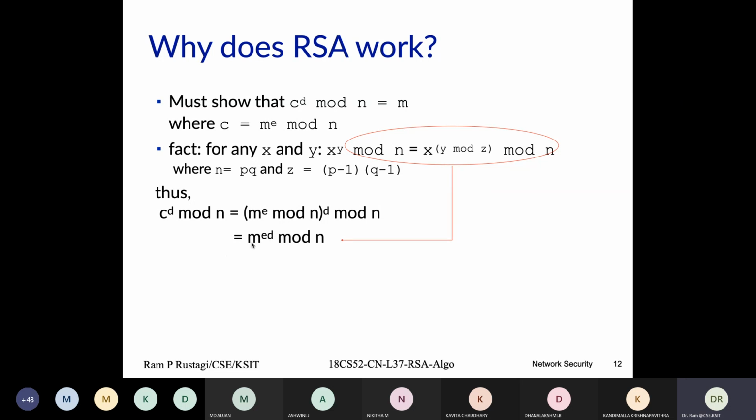Now using the formula, M power ED mod n is the same as M power ED mod Z mod n. Now we know that we have chosen the numbers E and D such that ED mod Z gives me 1. So this gives me M power 1 mod n, which basically gives me M mod n, and M is less than n, so we get the value M. And that's the way this mathematics works.